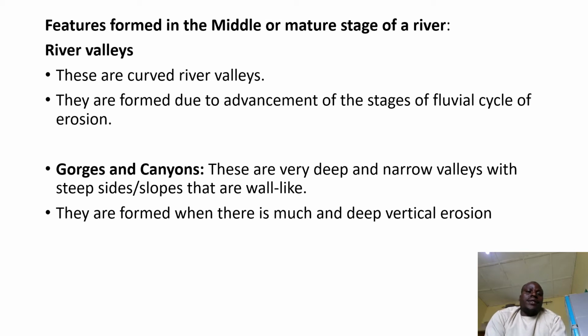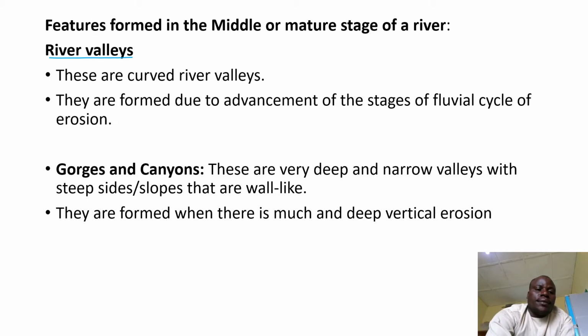Okay, this is lesson 6 under rivers, and we are going to look at features formed in the middle or mature stage of a river. They include river valleys. These are curved river valleys. As the river prepares to join its lower stage, it begins to curve within its valleys, and they are formed due to advancement of the stages of the fluvial cycle of erosion.